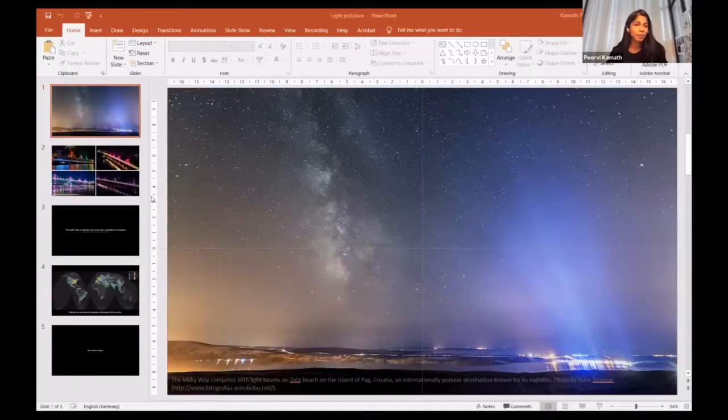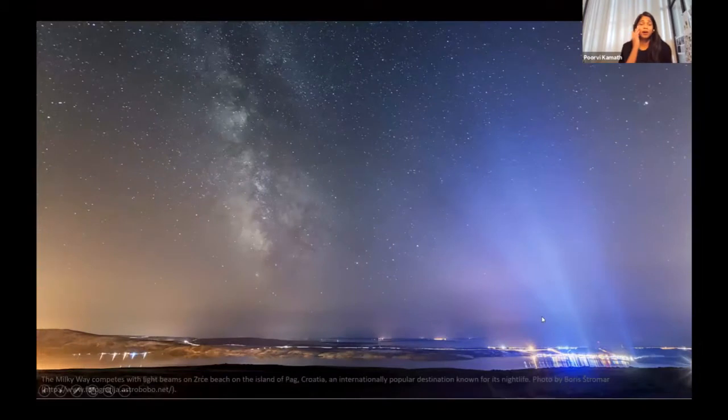So let's get started. I'd like to share my screen to speak a little bit about the topic. So what is light pollution? We've heard of air pollution, sound pollution. We've also heard of soil pollution, but what is light pollution? This is a picture I have on the screen of a beach in Croatia. I think this image is quite representative of the topic.